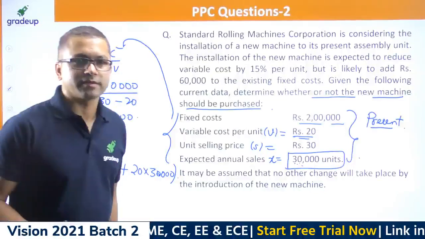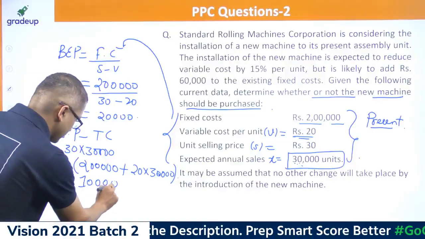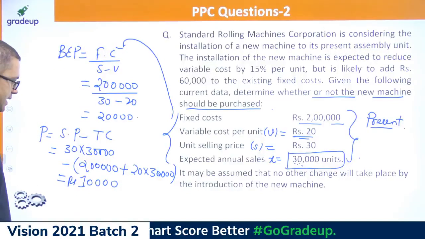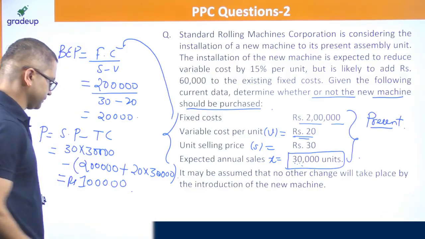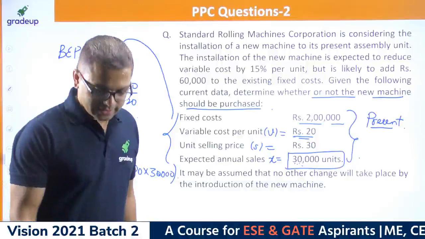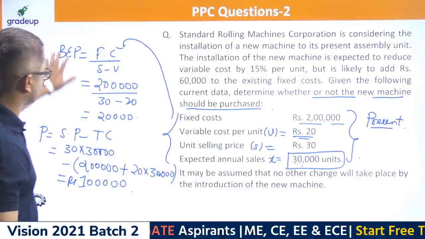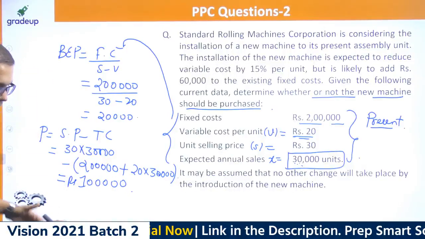Okay, profit is nothing but 1 lakh. Similarly, this is rupees 1 lakh, okay? Then can you please also find the same parameters, break-even point and profit, for the second machine?